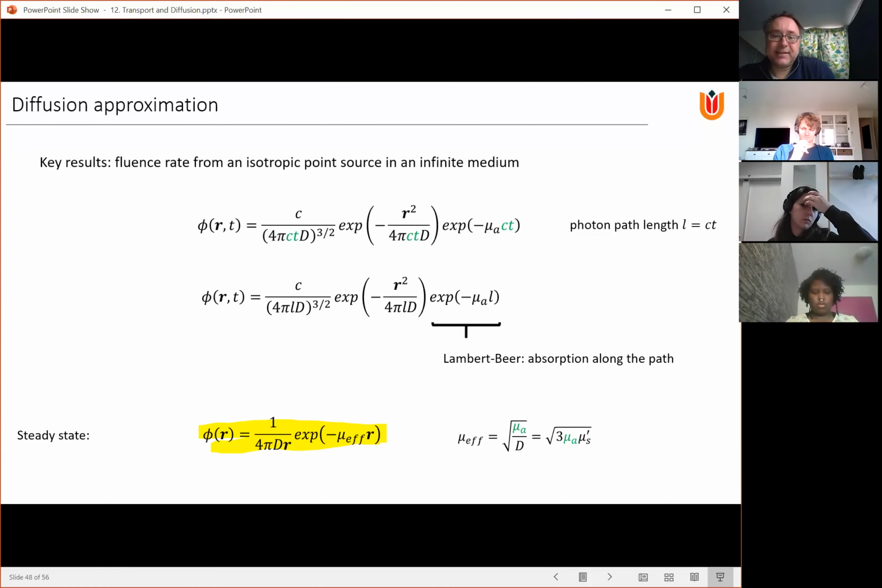This was time resolved. If we look at it in a steady state, the equation becomes a little bit simpler, as given here. This is an important equation. So again, we get an exponential decay term with an effective attenuation coefficient, which is a function of the absorption coefficient and a function of the diffusion coefficient. The diffusion coefficient was 1 over 3 times the reduced scattering coefficient, so we can include that here. And then this is the effective attenuation coefficient.